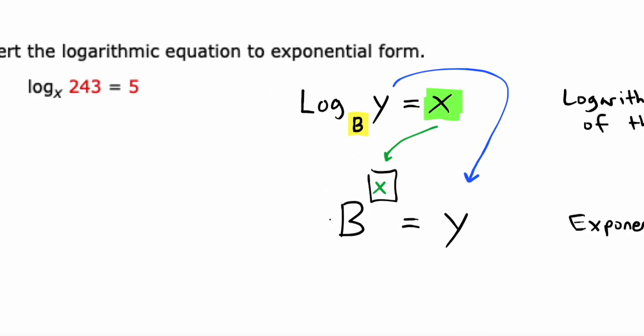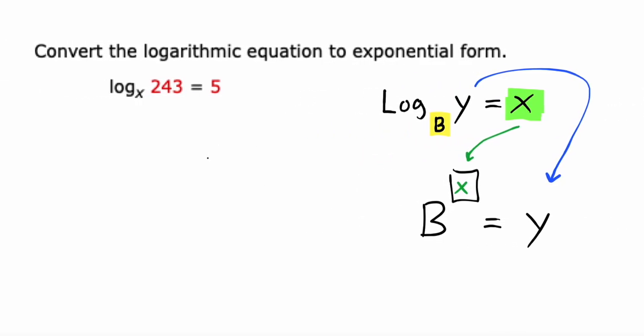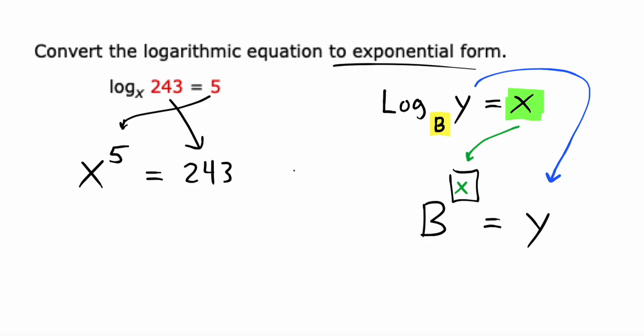Okay, let's try to apply that to this problem. So we have a base of x. That needs to go on one side of the equation, and we have to raise it to the power of what's on the opposite side. So it becomes x to the fifth. Then we take that 243 and we put it here. That's all you have to do. You don't have to solve this equation. It just says put it in exponential form, so that's done.